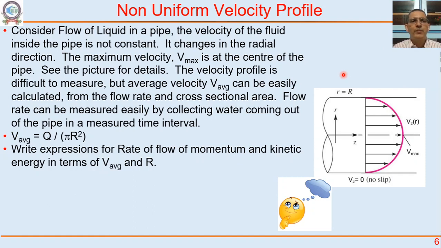Now think about, what if this velocity profile is not uniform? Imagine that there is a flow. Let's say there is a pipe here, and there is flow. The velocity is not uniform. Velocity is maximum here at the center of the pipe. Now this is again a cylindrical coordinate system. That's why we have been looking at the cylindrical coordinate system. Z is along the axis, r is away from the axis, and theta is the direction around the axis.